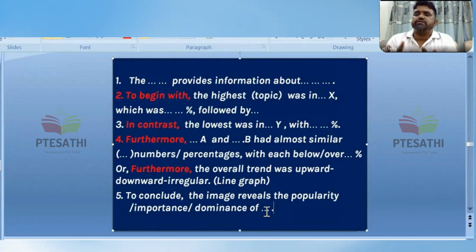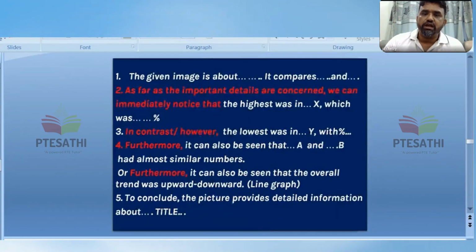But try and make your answer around this structure. That's what I mean. And this structure, or even this structure, will be suitable for any statistical diagram. Now, what I mean by statistical diagram: pie chart, line graph, bar graph, and table.